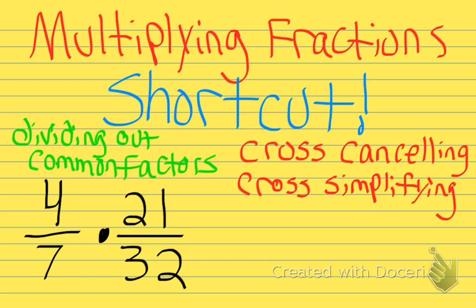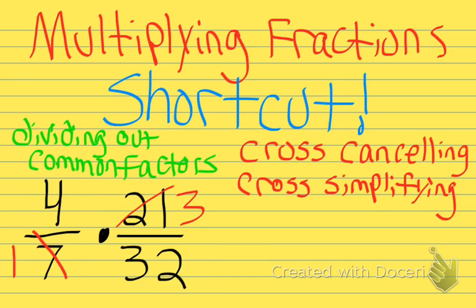And here's how we can do this. 7 goes into 7 one time. So 7 becomes a 1. 7 goes into 21 3 times. So 21 becomes a 3. And now, if it only happens in one direction, it only happens in one direction. But you want to go ahead and check the other direction as well.